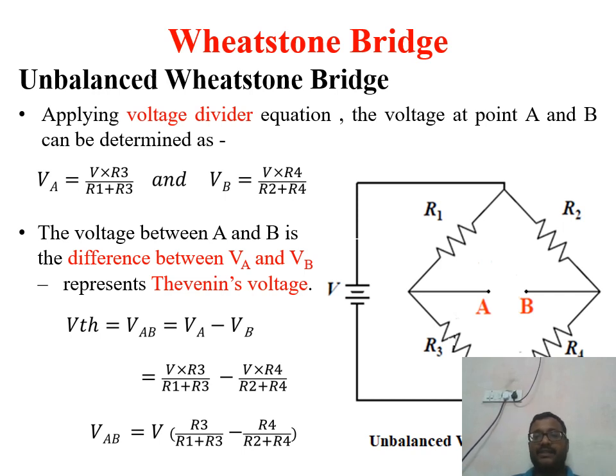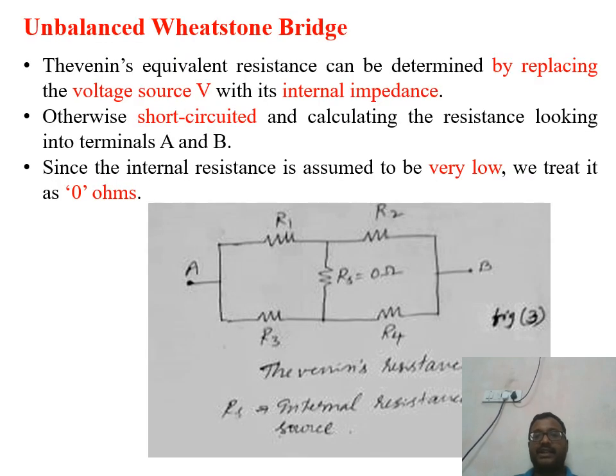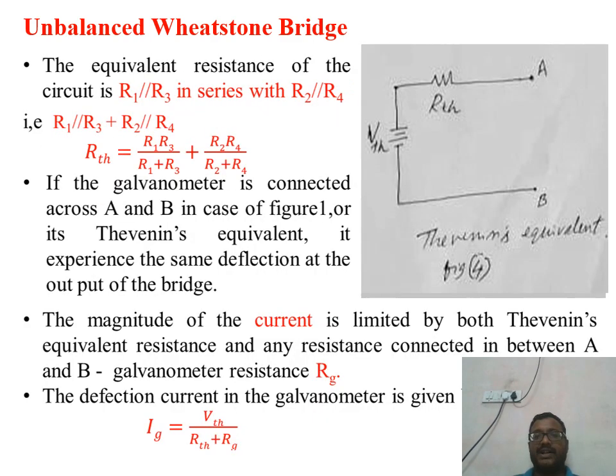Once we calculate the Thevenin's voltage, we can calculate the resistance value. Thevenin's equivalent resistance is determined by replacing the voltage source with its internal impedance, otherwise short circuited, and calculating the resistance. This is the procedure for calculating the Thevenin's resistance. After that, we can calculate the total current, which is V Thevenin by R Thevenin plus R. This is the procedure for calculating the unbalanced Wheatstone bridge.